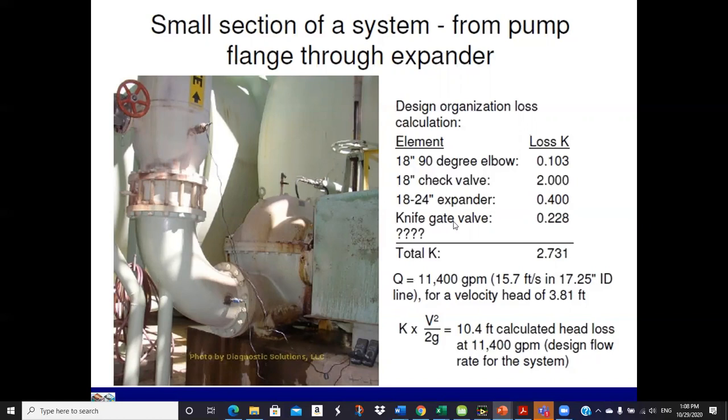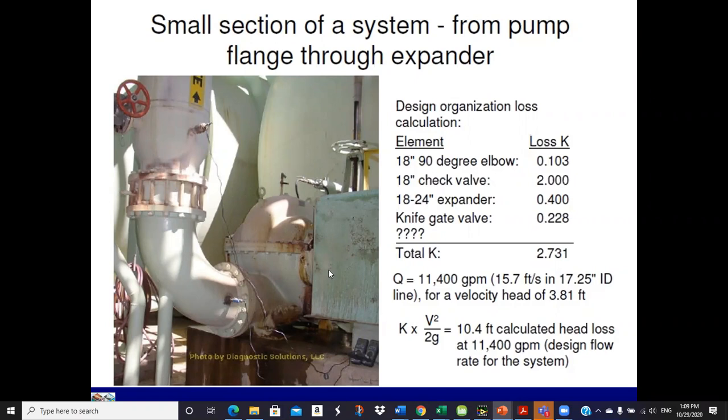And there was supposed to be a knife gate valve that never got put in. Whoops. Yeah, the contractor put a little extra in, you know, that helped him buy a new pickup truck, right? He charged him for that gate valve, never put it in, and nobody caught it. You know, stuff happens.